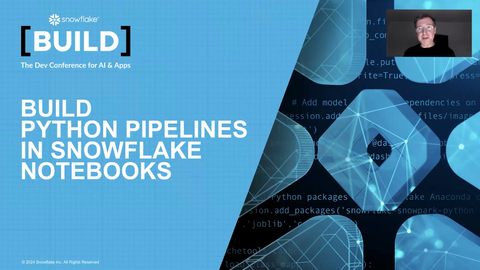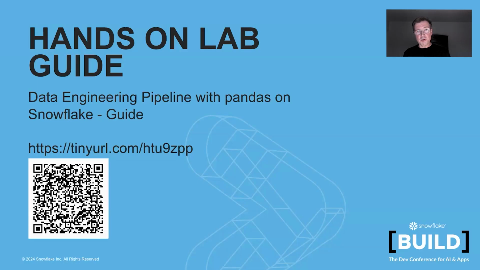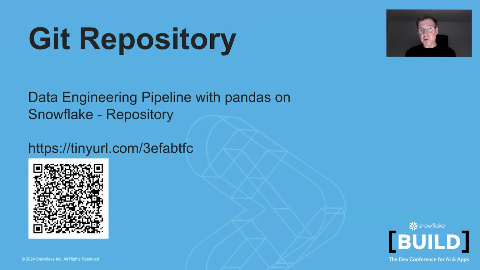Before I go into the presentations, there's a couple of things you need to do in order to follow this. One part is, of course, to get the hands-on lab guide. You can access that through the tiny URL, or you can use the QR code. The second part is you need to get to the Git repository. In the Git repository, there will be a notebook that we're going to use for this hands-on lab. And once again, you can use the tiny URL or you can use the QR code.